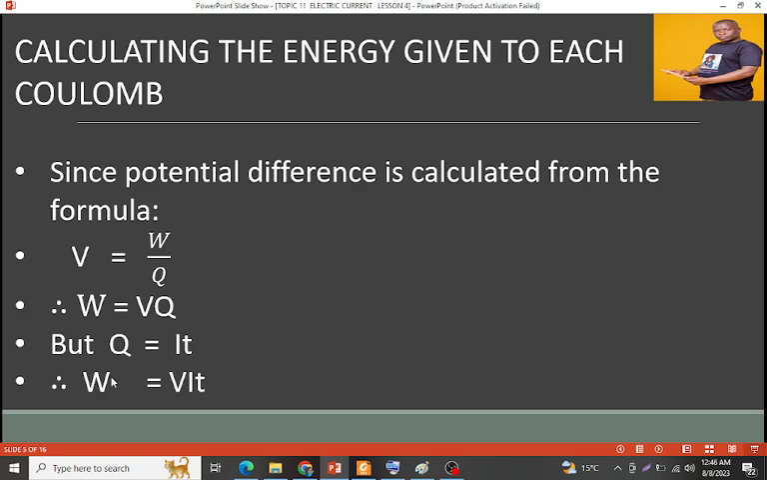Take note of this. We shall come back to this one when we are looking at the cost of electricity which we pay to ESCOM. We shall need this equation to calculate the work done, or the energy that we call units, electricity units. Token is calculated using this formula. We shall come back to this one later on.